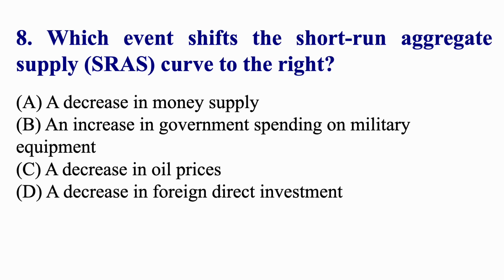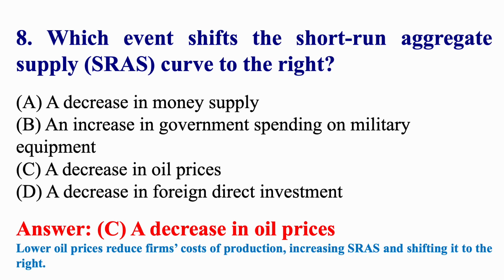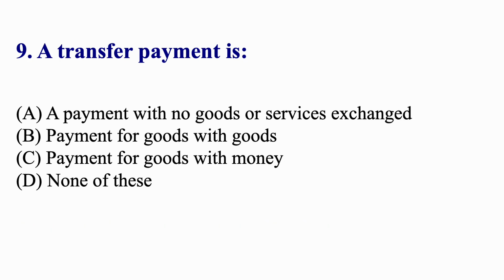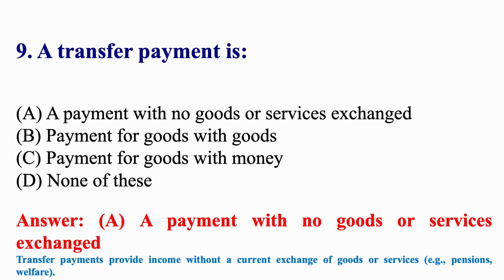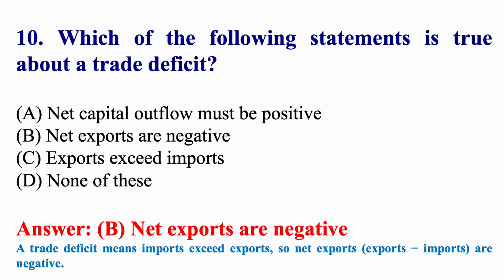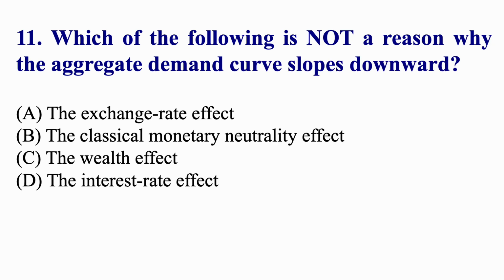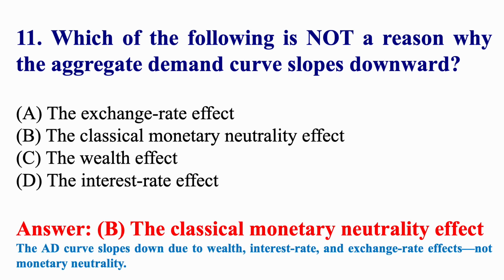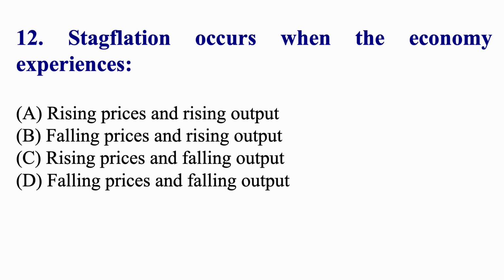Which event shifts the short-run aggregate supply (SRAS) curve to the right? A decrease in oil prices. A transfer payment is a payment with no goods or services exchanged. Which of the following statements is true about a trade deficit? Net exports are negative. Which of the following is not a reason why the aggregate demand curve slopes downward? The classical monetary neutrality effect.